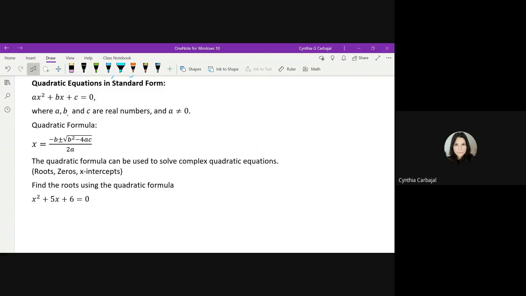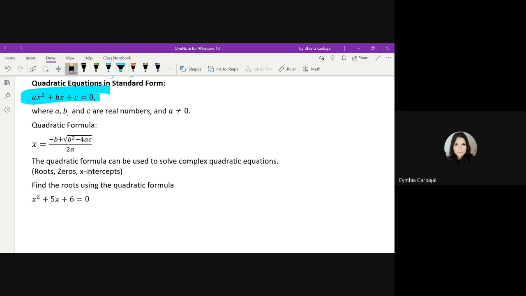Okay, so in order for us to use it, it has to be in standard form. You guys remember standard form? Where all the terms are on the same side. Our highest exponent is 2, and then they follow. The first one is x squared, the next one is x, and the last one on that same side has no variable. As long as they're in this order, we can use the quadratic formula.